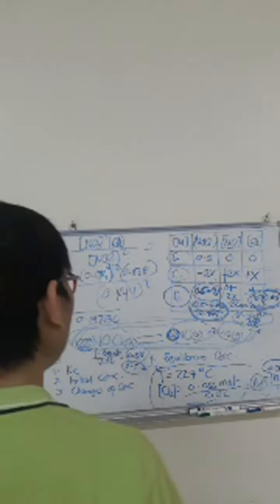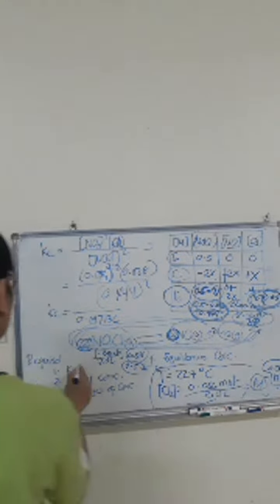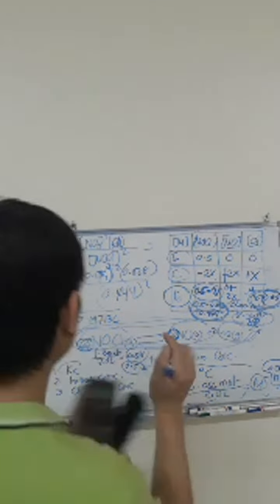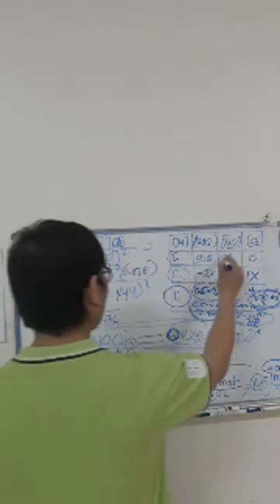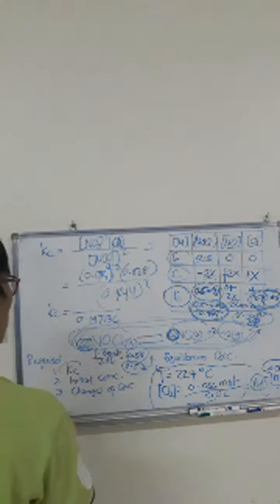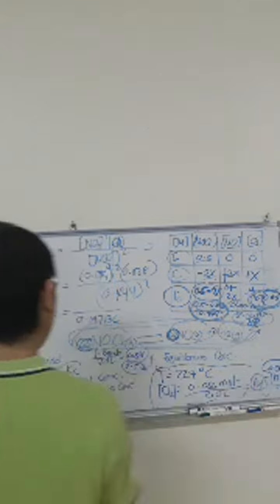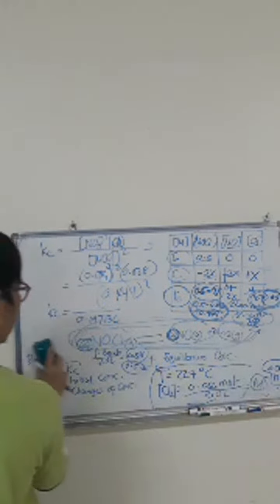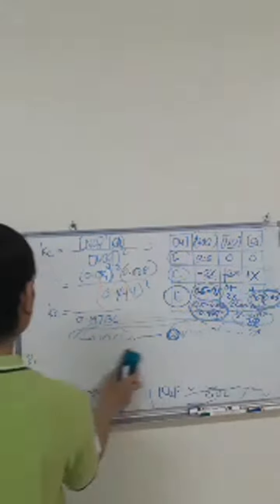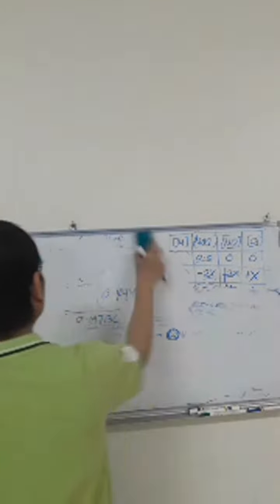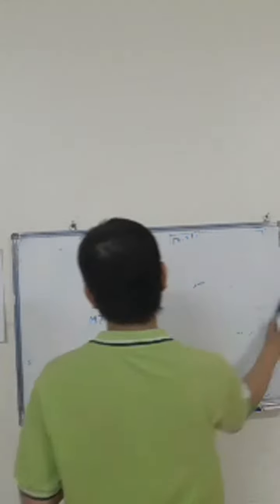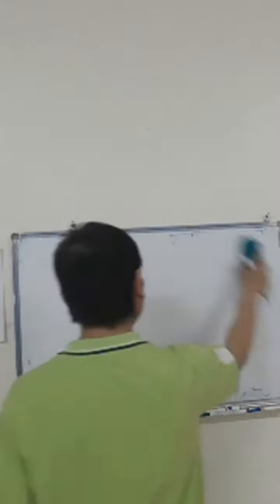Because you have answered everything. See? Kc, 4.45. The initial concentration, we already got it. The changes of concentration, we already got it, as well as the value of x. The equilibrium concentration, we already got it. So erase, because there's limited space in my whiteboard. Erase everything. Just remember the way how it is being solved and understand it well.